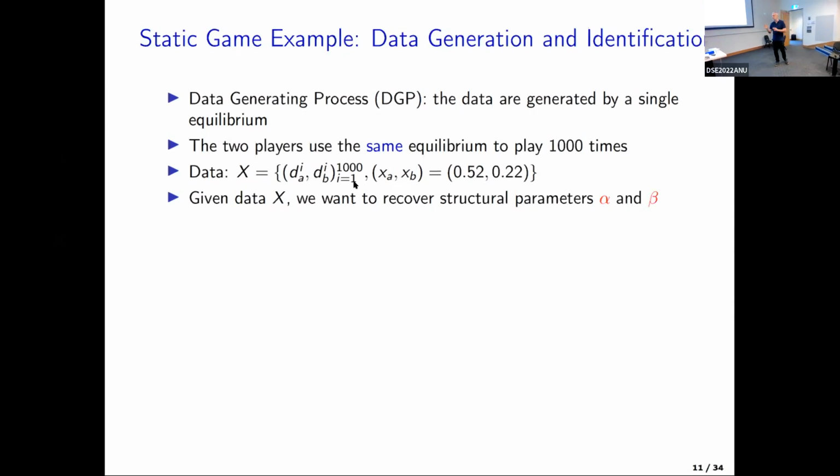Okay, so like equilibrium 1, 2, 3, where number 2 is the unstable one, and number 3 is kind of close to one of the unstable equilibria. Okay, we're going to assume the two players are just playing that same equilibrium over and over again. We're going to generate a bunch of data, fix those x's, and then given the data, we're going to try to see if we can uncover those structural parameters.